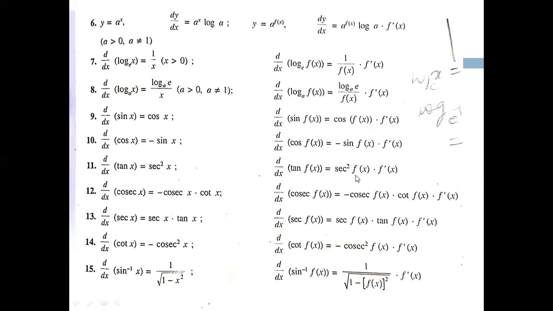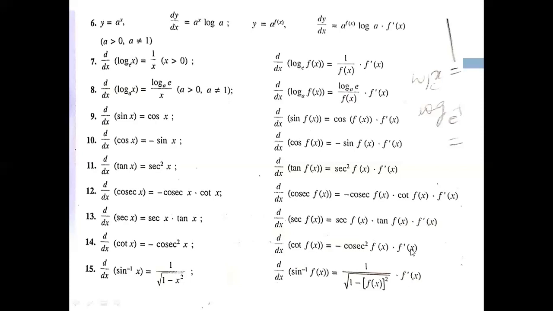And tan f of x derivative is secant square f of x into f dash x. Cosec of f of x derivative is minus cosec f of x cot f of x into f dash. Secant f of x derivative is secant f of x into tan f of x into f dash x.